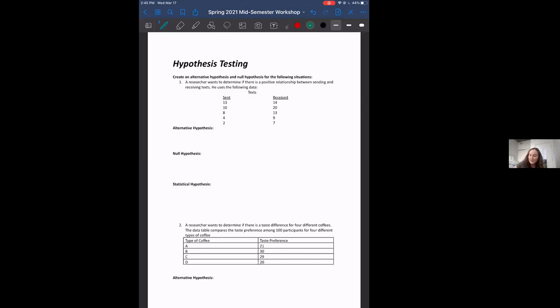All right, I'm going to write it out. So there is a significant positive relationship between sending and receiving text.